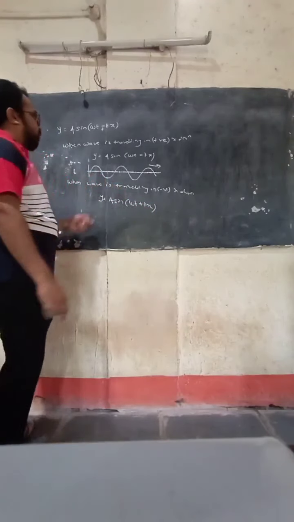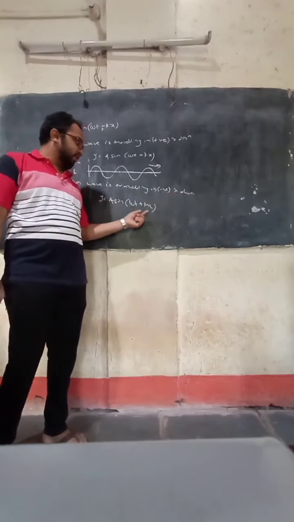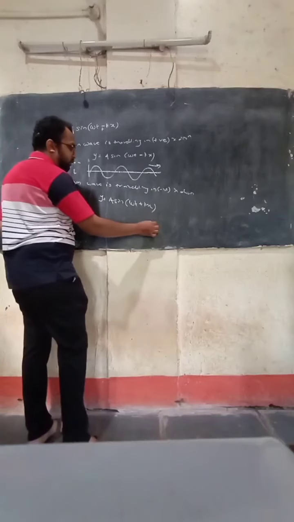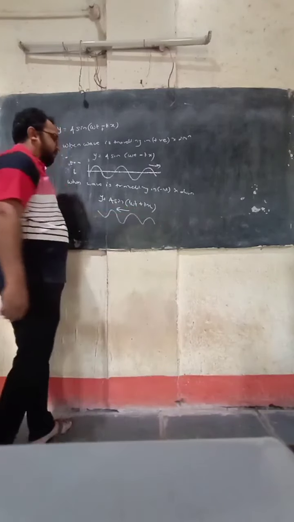So when it is traveling in the positive x direction, here it will be a negative sign. When it is traveling in the negative x direction, the sign will be positive. Like this wave is traveling in this direction.